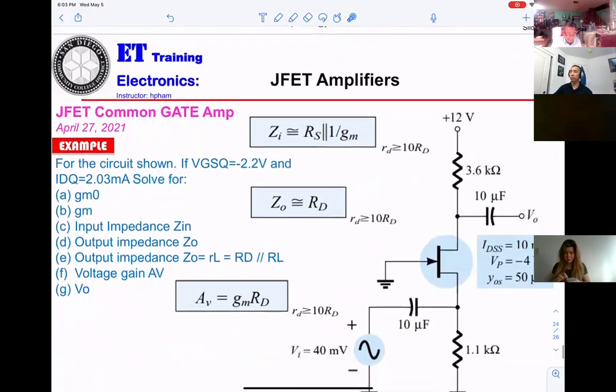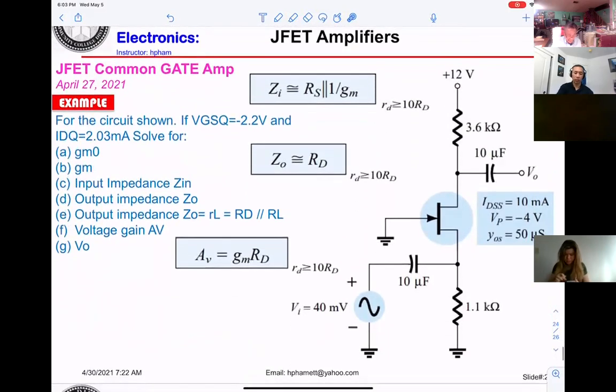Okay, and now they've given you the example here. For this circuit shown, VGSQ equals -2.2 volts and IDQ is 2.03 milliamps. And they want you to solve for the following. Now, this is basically a common gate, so that's why the gate will be grounded. And now go ahead and do your calculation for me quick.